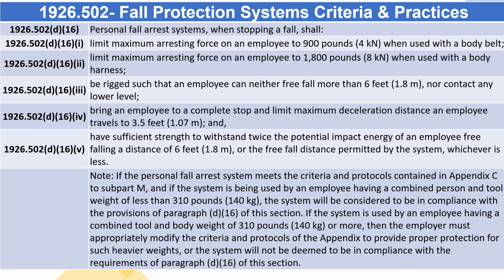Note: If the personal fall arrest system meets the criteria and protocols contained in Appendix C to Subpart M, and if the system is being used by an employee having a combined person and tool weight of less than 310 pounds (140 kilograms), the system will be considered to be in compliance with the provisions of paragraph D16 of this section. If the system is used by an employee having a combined tool and body weight of 310 pounds (140 kilograms) or more, then the employer must appropriately modify the criteria and protocols of the appendix to provide proper protection for such heavier weights, or the system will not be deemed to be in compliance with the requirements of paragraph D16 of this section.